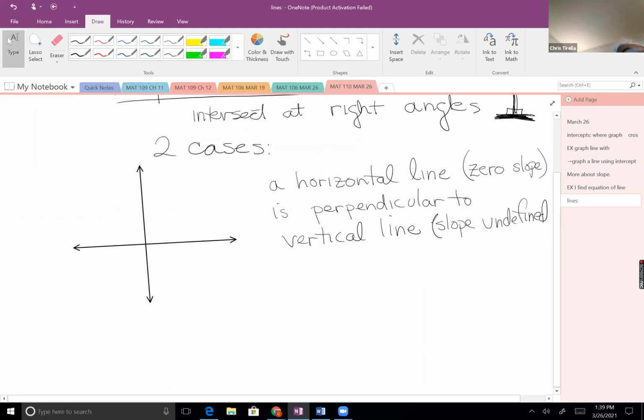And so one way of telling if two lines are perpendicular or not is if you look at the slope. If one has a slope of 0 and the other has slope that's undefined, then they will be perpendicular.